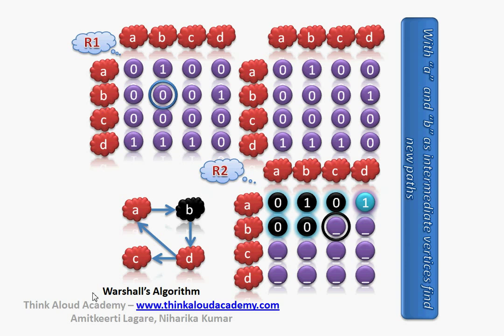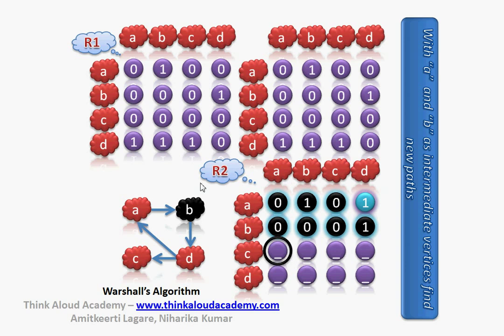So this is my first finding in this iteration. I have found out a new path from A to D. Next, can I go from B to A via B? For that, I have to go from B to B, then B to A. Since both are zeros, there is no way I can go from B to A. So this value is a 0.